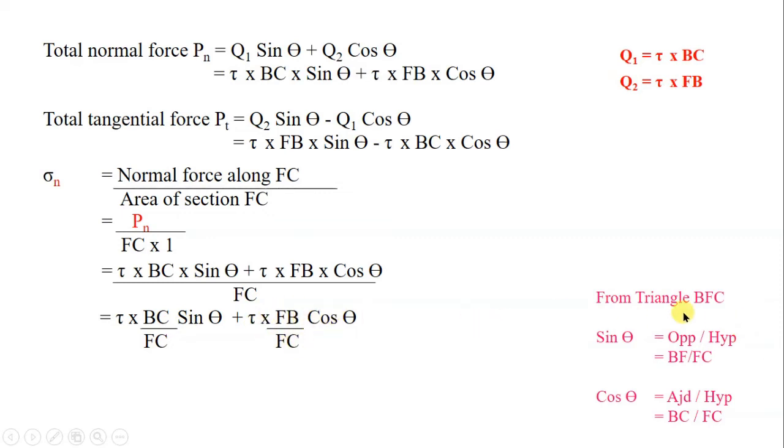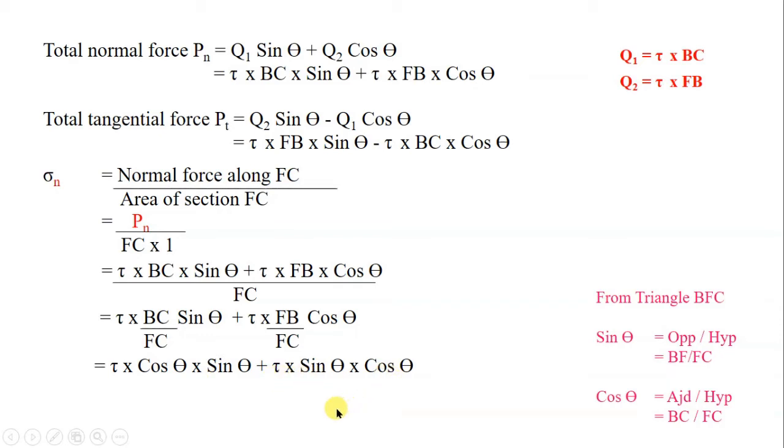From the triangle BFC, sin theta is equal to opposite by hypotenuse, that is BF by FC, and cos theta is adjacent by hypotenuse, that is BC by FC. So using these two equations, BC by FC becomes cos theta and FB by FC becomes sin theta. So the equation becomes tau into cos theta into sin theta plus tau into sin theta into cos theta.